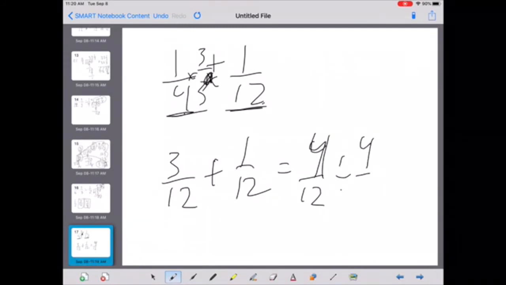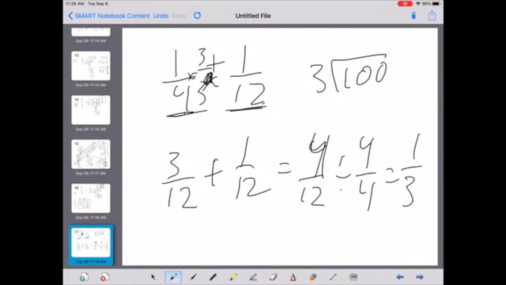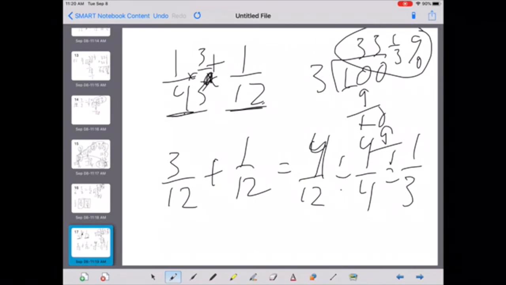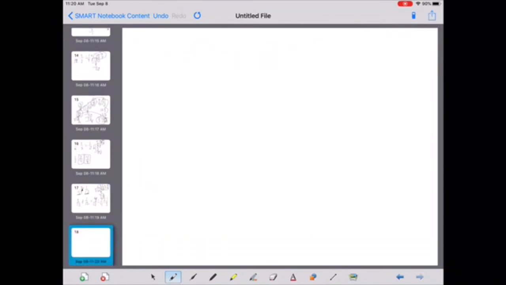I'm going to reduce this now. I'm going to divide both of those by 4. 4 divided by 4 is 1. 4 into 12 is 3. And now I have to switch that to percent. We just did it a couple screens ago. 3 goes into 100 3 times. That's 9. Subtract, 10. 3, that's 9. Subtract, 1. 33 and 1/3. Hopefully it's memorized, guys, to be able to do that. That was number 25.